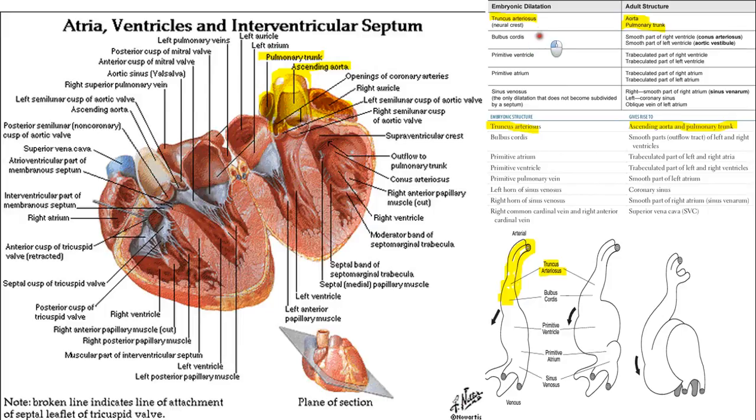We're up here, by the way. Let me get a pointer. Hold on.